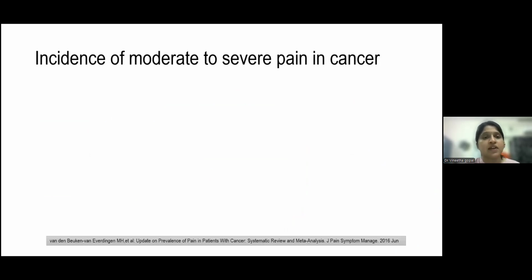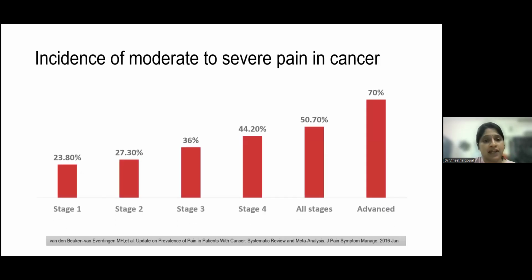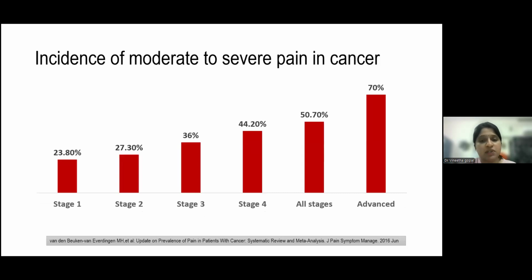And if you look at the epidemiology of pain in cancer, the incidence of moderate to severe pain, this study published in 2016 has found that in stage 4, the incidence of patients with moderate to severe pain is around 45%. Taking all stages together, this is not the incidence of pain, this is the incidence of moderate to severe pain. So 50% or more have moderate to severe pain, and in advanced stages, it comes to around 70%.